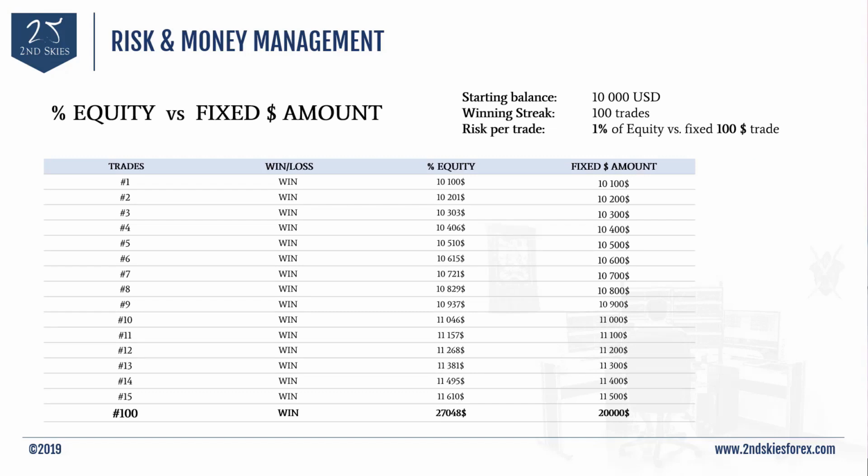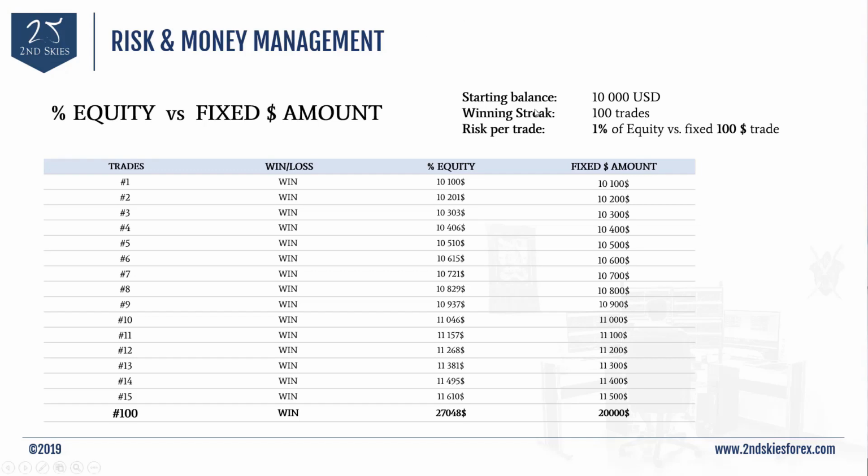Okay, so we talked about the percent equity risk model versus fixed dollar amount, and I wanted to show you a couple of scenarios of which one does better. So let's say you started off with a $10,000 account, and let's just say you had a 100 trade winning streak. You won 100 trades in a row, which I've seen done before. I'm trying to think of what my largest winning streak was. Probably maybe 20, 25 trades in a row. I don't think I made it quite to 30, but 20, 25 trades in a row.